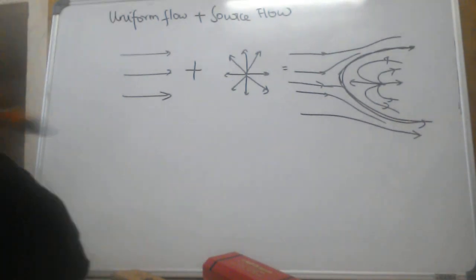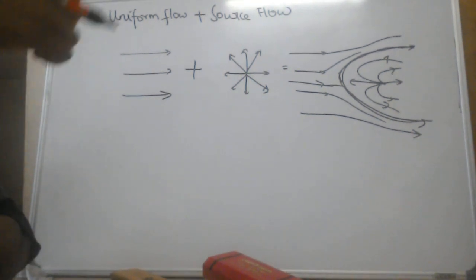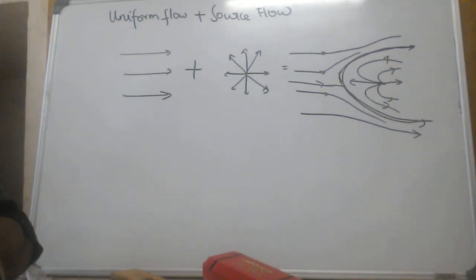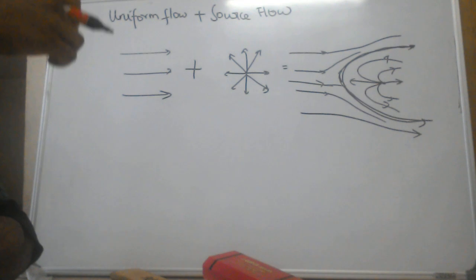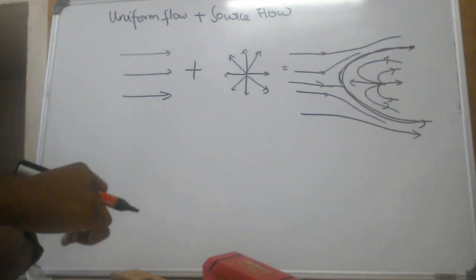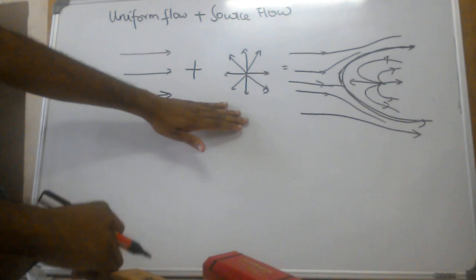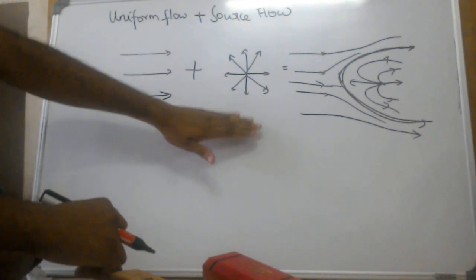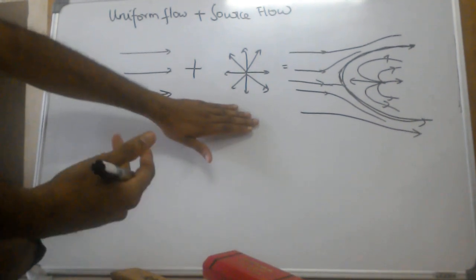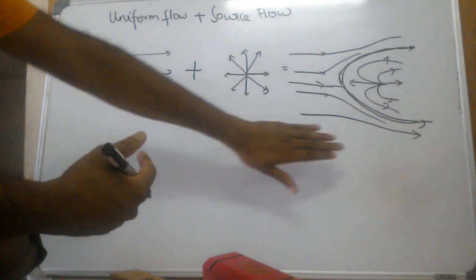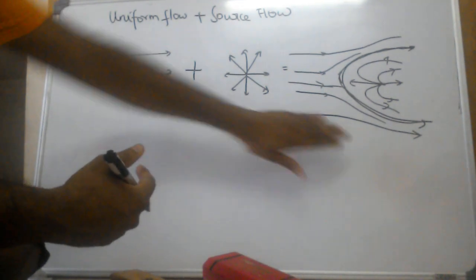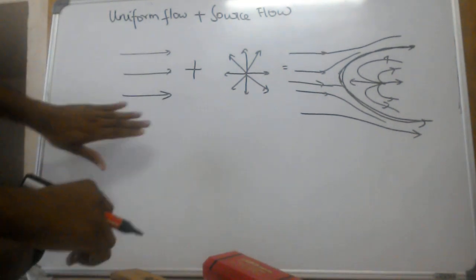So this can be mathematically analyzed by adding either the velocity potentials of these two flows or the stream functions of these two flows, and then differentiating that in order to get the velocity fields of this flow. This is a relatively simple thing to do.